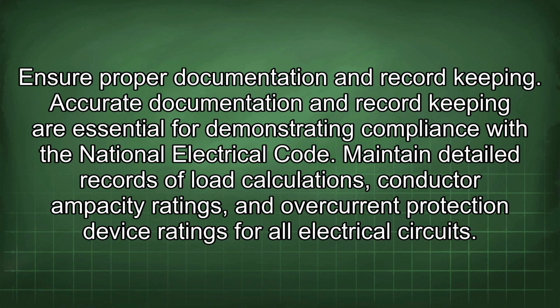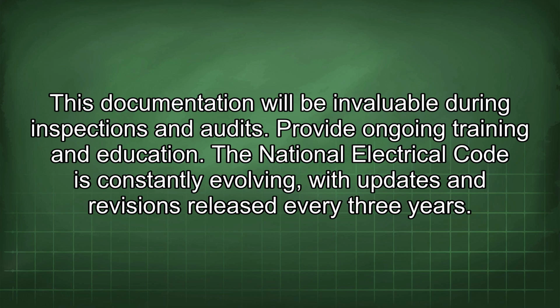Ensure proper documentation and record keeping. Accurate documentation and record keeping are essential for demonstrating compliance with the National Electrical Code. Maintain detailed records of load calculations, conductor ampacity ratings, and overcurrent protection device ratings for all electrical circuits. This documentation will be invaluable during inspections and audits.